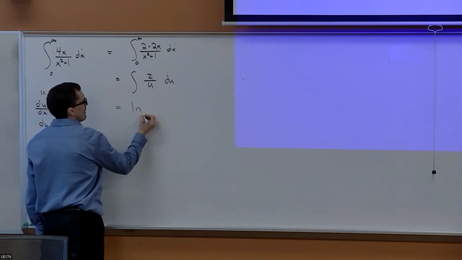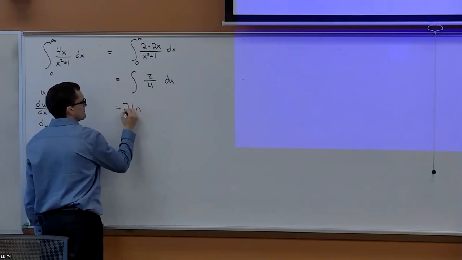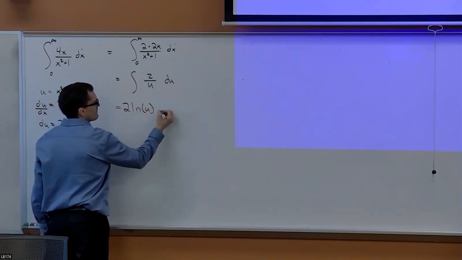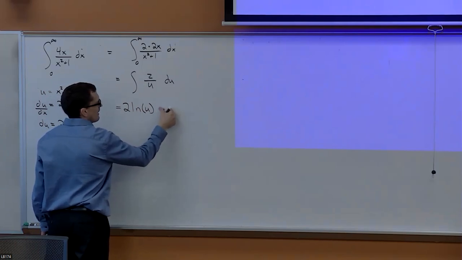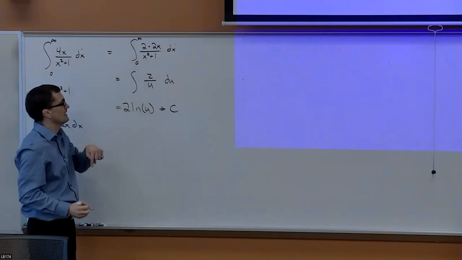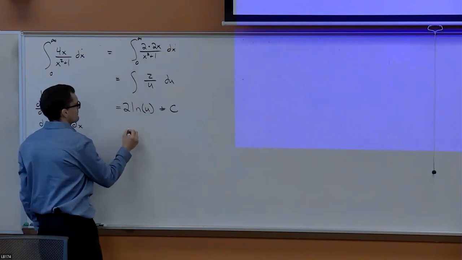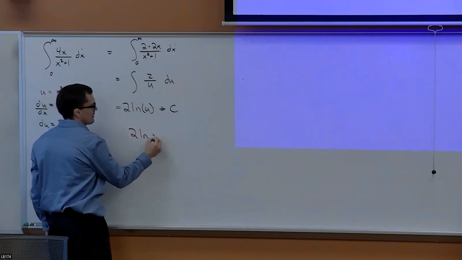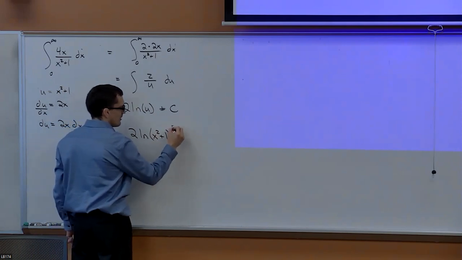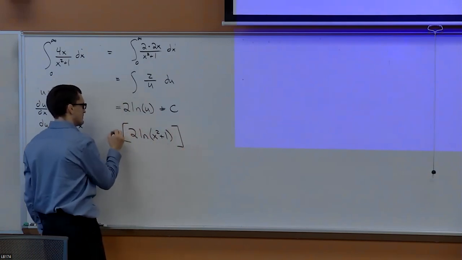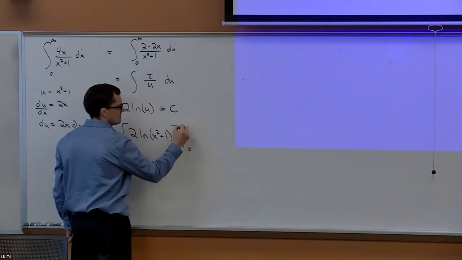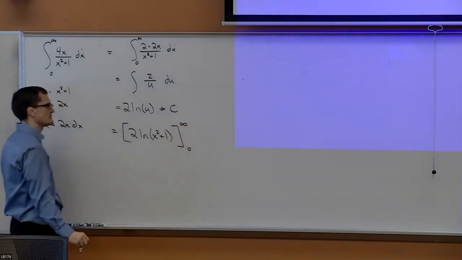We'll go 2 times natural log of u plus a constant. I'll just let my constant be 0. And now if I'm talking about from 0 to infinity, when I back substitute, I get 2 times the natural log of x squared plus 1 plus any constant that I want, integrated from 0 to infinity.